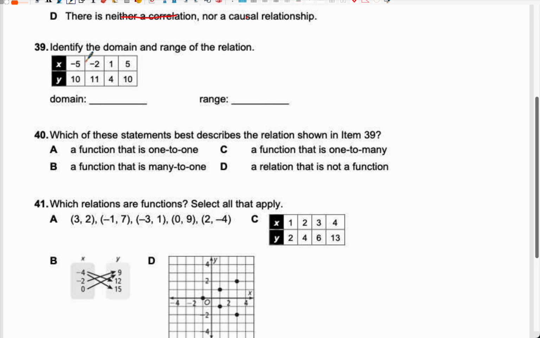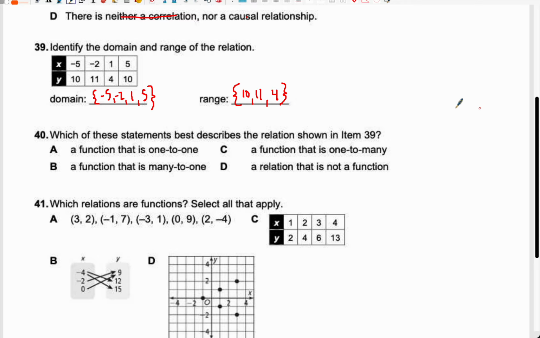All right. Identify the domain and range of the relation. This part should be super simple. Domain is just the x value. Don't forget the fancy brackets: -5, -2, 1, 5. That's all it is. Range: 10, 11, and 4. Notice the 10s get repeated here, but we don't repeat things inside the set notation. All right, domain and range.